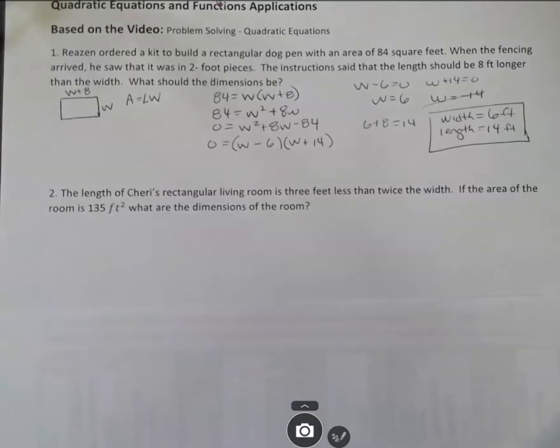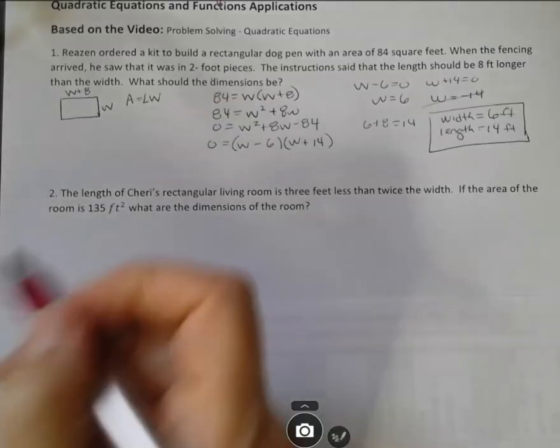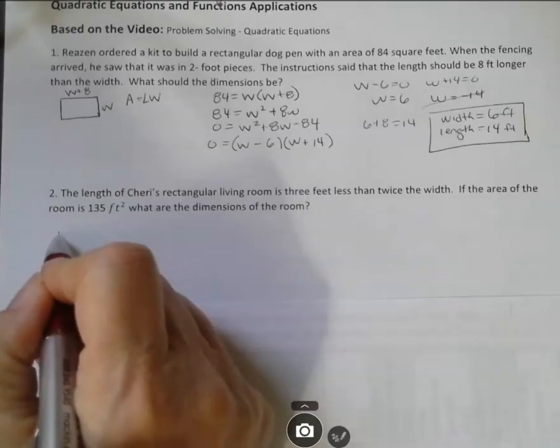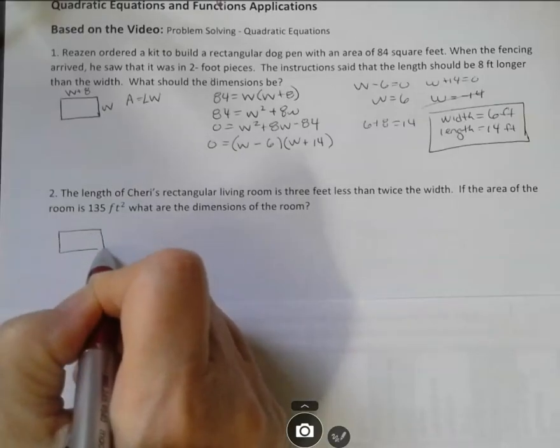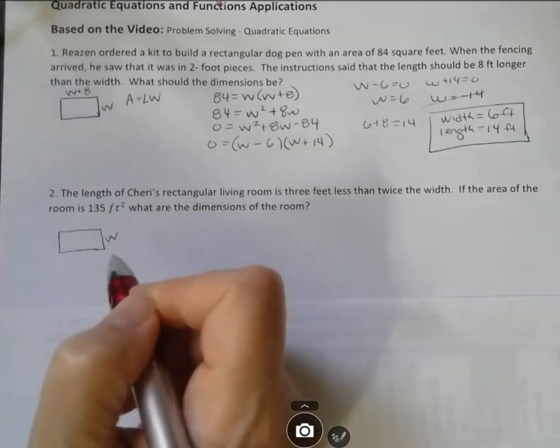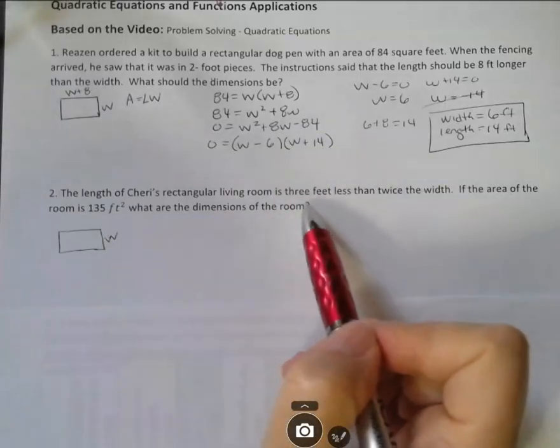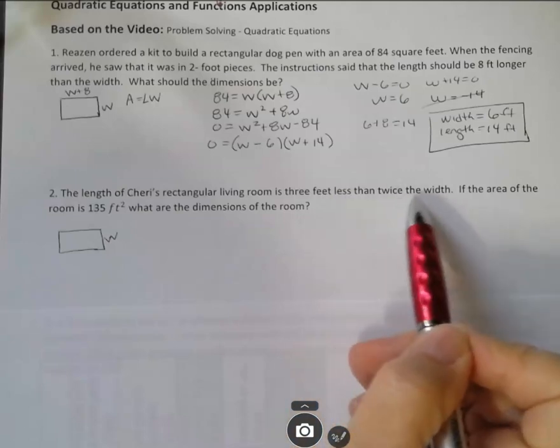In this one, it says the length of Sherry's rectangular living room is 3 feet less than twice the width. If the area of the room is 135 square feet, what are the dimensions of the room? Again, we're talking about a rectangle, and again, they give us a relationship between the width and the length. So we have the width, and I know that the length is 3 feet less than twice the width.